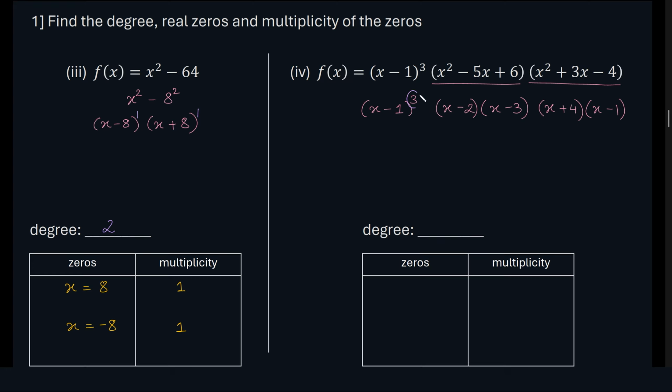We have x minus 1 here as well as here. So that's 3 plus 1, 4. And then we have x minus 2, x minus 3, and x plus 4. So now the degree is 4 plus 1 plus 1 plus 1, that's 7. And the zeros are x equals 1 with a multiplicity of 4, x equals 2 with a multiplicity of 1, x equals 3 with a multiplicity of 1, x equals negative 4 with a multiplicity of 1.